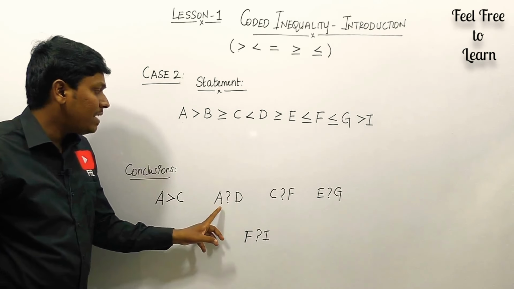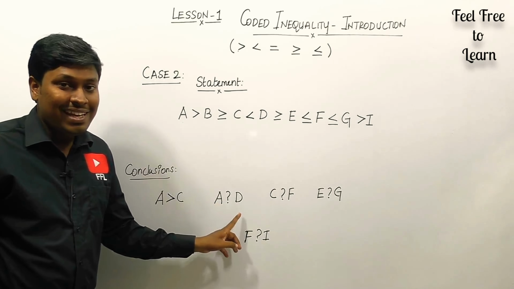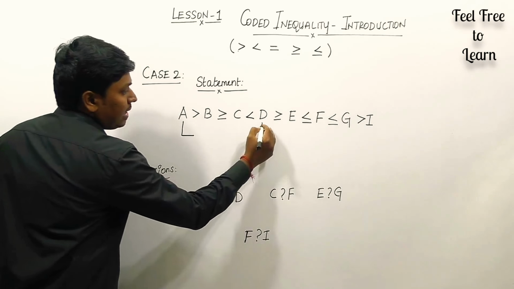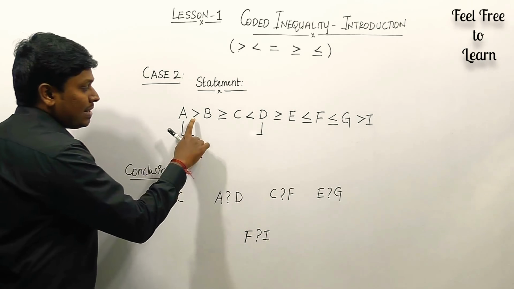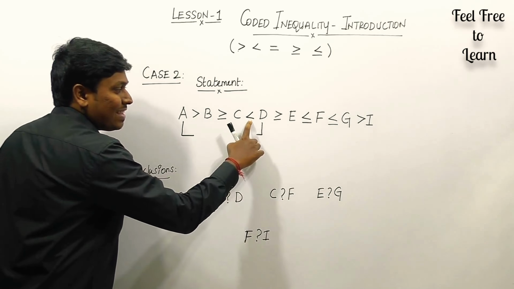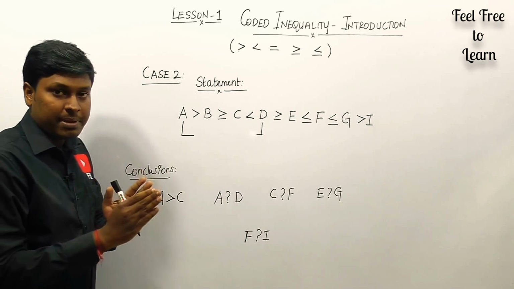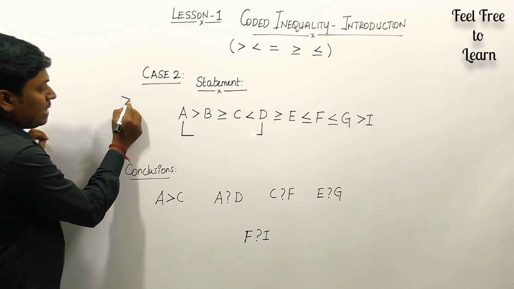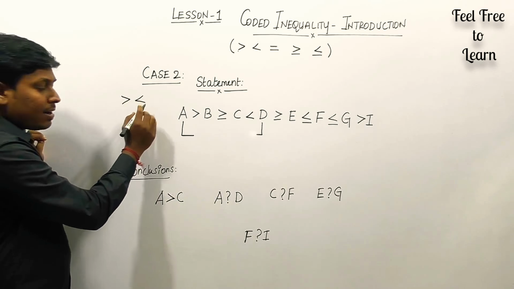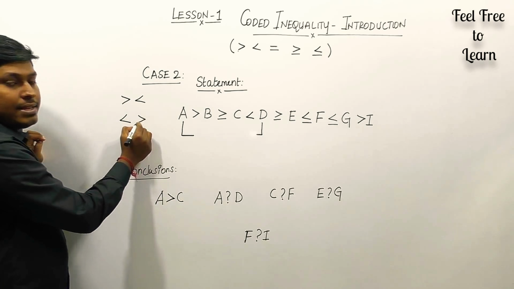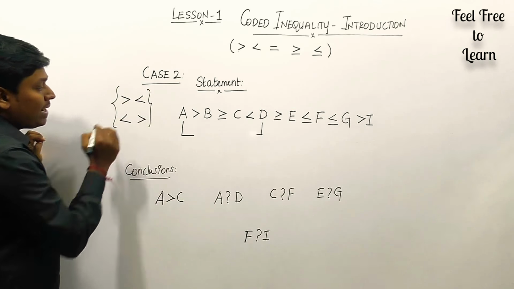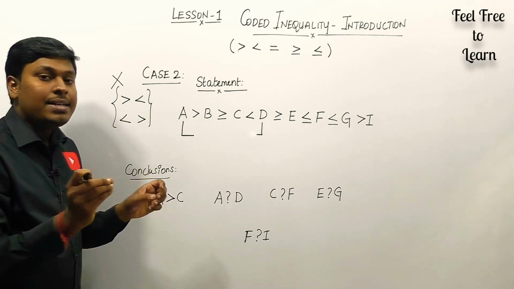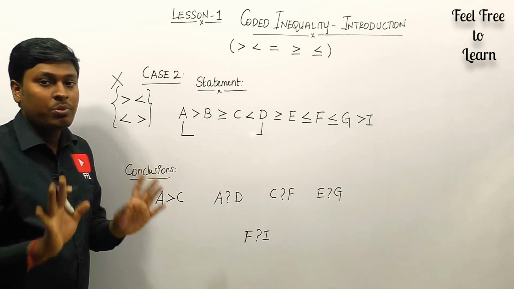For the second conclusion, we need to find what is the relationship between A and D. Friends, listen carefully, important concept. While comparing A and D, we have three symbols. One is greater than or equal to, and here it is less than. Friends, listen to this concept carefully. While seeing the symbols, if you find one greater than and one less than, or one less than and one greater than, if you find this relation while comparing, then definitely we can't find the answer. We can't predict what is the relationship between both the letters.